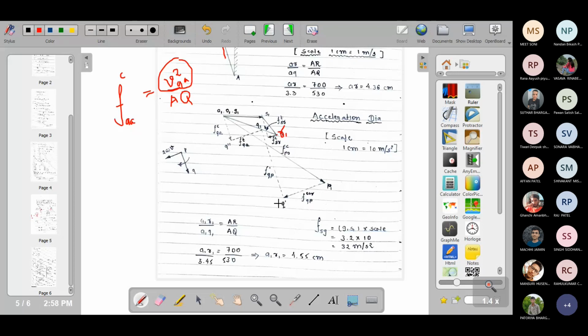Is this clear? Yes or no? Sir, 4.55 centimeter, we have to convert it into scale, or directly we have to draw?